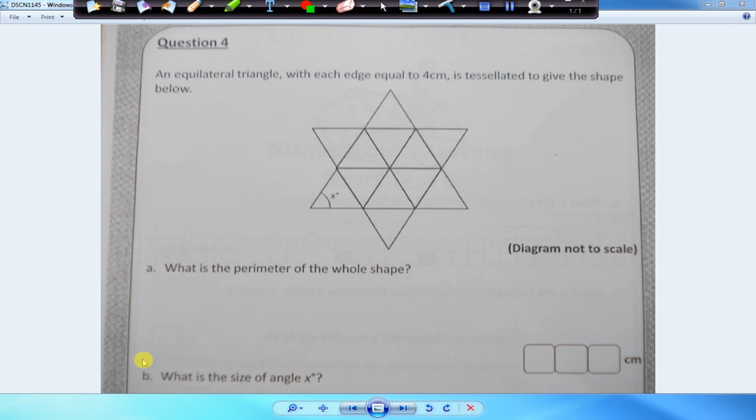Now, Question 4. An equilateral triangle which... Now here's the key word here. The key word here is equilateral. Equilateral triangle with each edge equal to 4 centimeters. It's tessellated. Tessellate means tiled, to give the shape below.